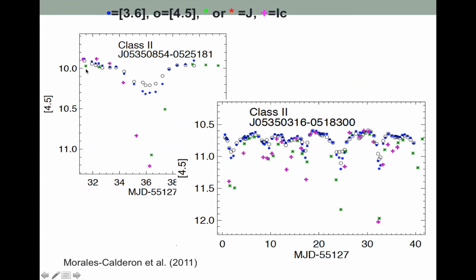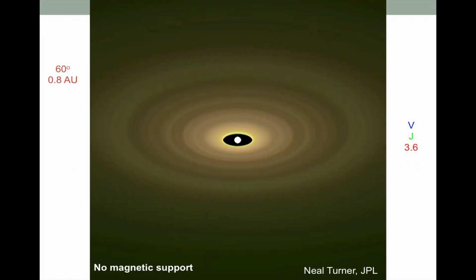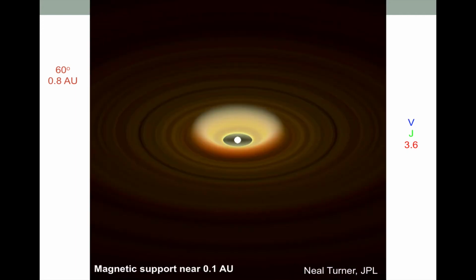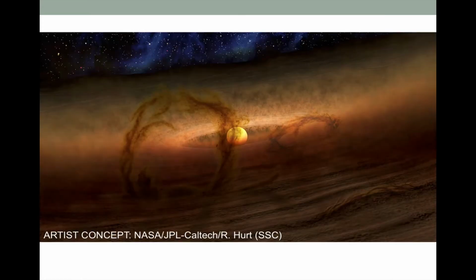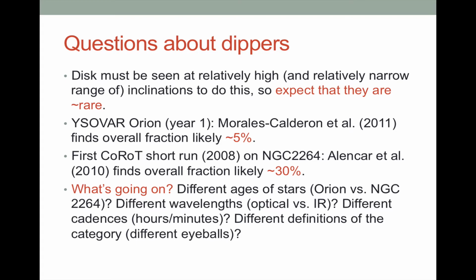So these are examples of them. Here's just one dip, but you see that the J and the I are much deeper than the IRAC. Here it's quasi-periodic, and again, the J and the I are much deeper than the IRAC bands. So this is a model of a disk with no magnetic support. That's a model that does have magnetic support. So it lifts the disk up, and so if you end up with texture in that magnetically supported piece of the disk, you could have it intermittently rotating into and out of view. And it might actually look something more like that. So there are some questions here.